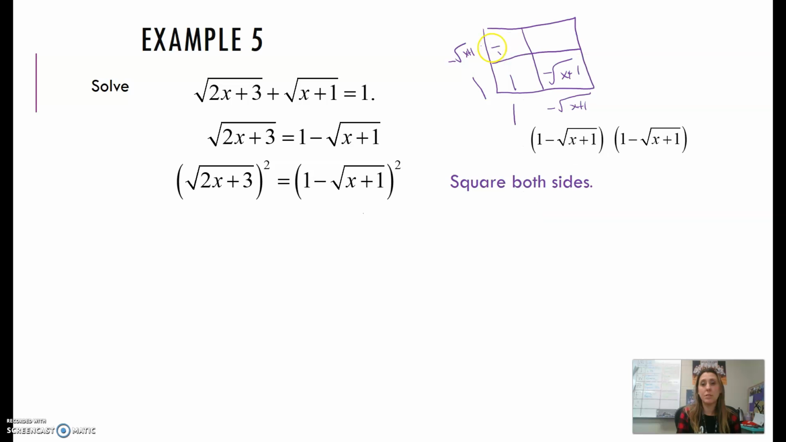Oops. Let's go back. Okay. So we have the square root of x plus 1.